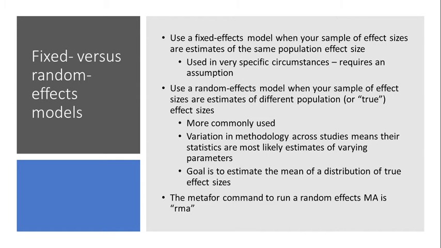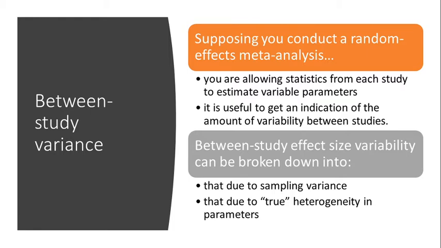So this between-study variance, to talk about it a little bit more. Suppose you conduct a random effects meta-analysis, you're allowing the statistics from each study to estimate a distribution of parameters rather than just one. And it's useful to get an indication of the amount of variability between studies, because one of the key advantages of doing meta-analysis is then to be able to investigate that heterogeneity between studies, and have a look at why effect sizes might differ.